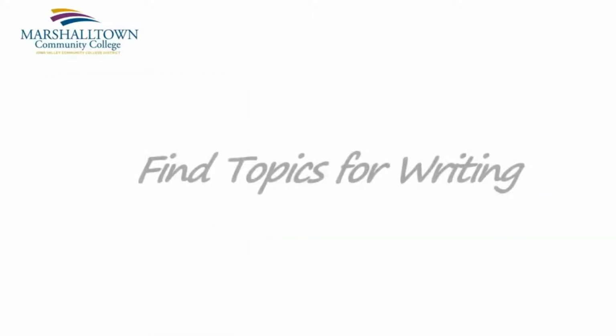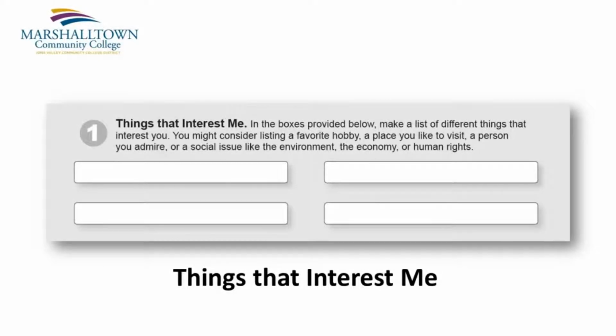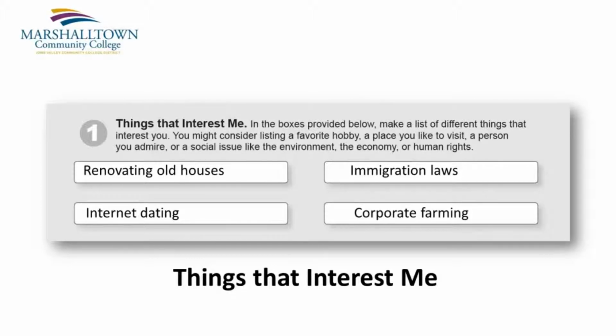The first step is to list a few different topics that interest you, preferably topics that you already know something about. You might consider listing a favorite hobby, a place you like to visit, a person you admire, or a social issue like the environment, the economy, or human rights. For example, maybe you have an interest in renovating old houses. Or maybe last month you decided to try internet dating. Maybe you have an interest in politics and immigration laws are something that you've been studying. Or maybe you've been reading about corporate farming and you're concerned about the future of agriculture in your state. These could all be good subjects to write about.